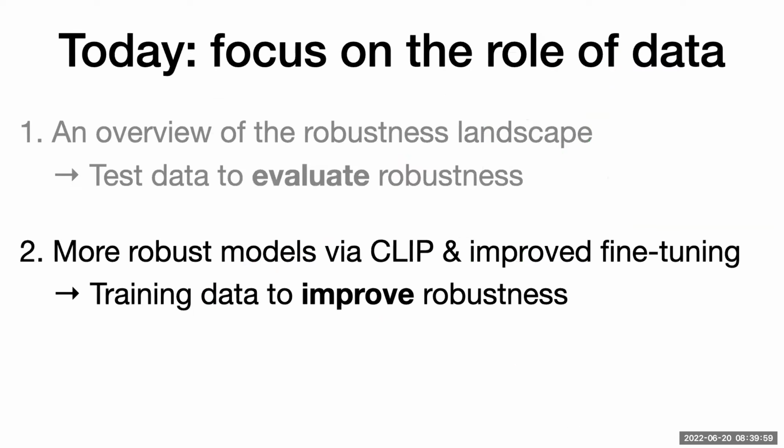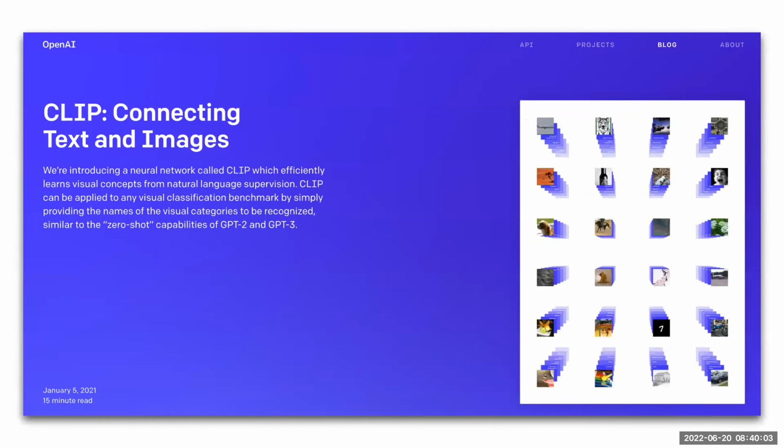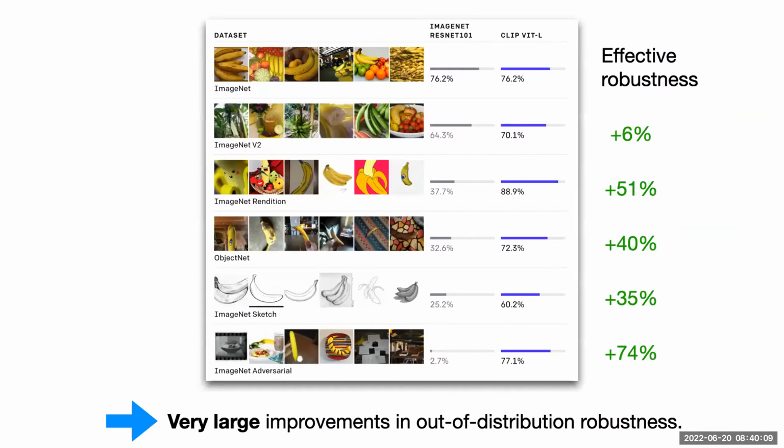And what happened was that OpenAI released their CLIP model. And this is a really, really interesting paper for a variety of reasons. One of them is that they did exceedingly well on all of these distribution shifts that we just talked about.